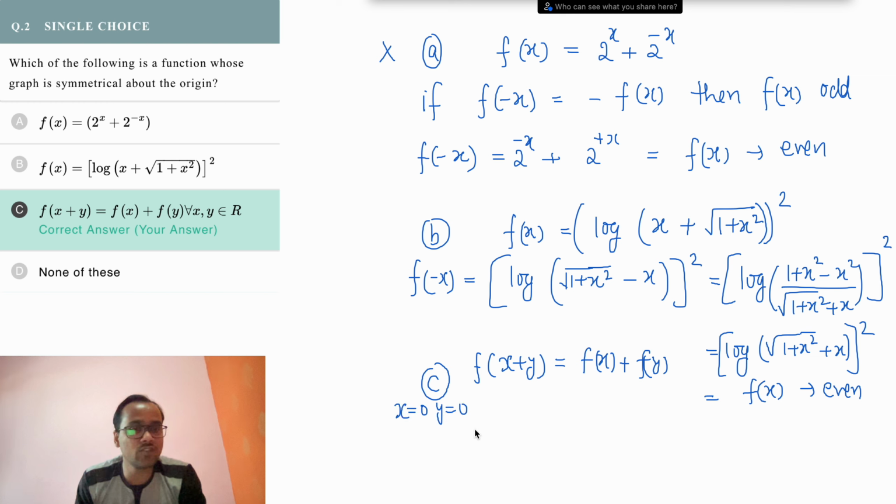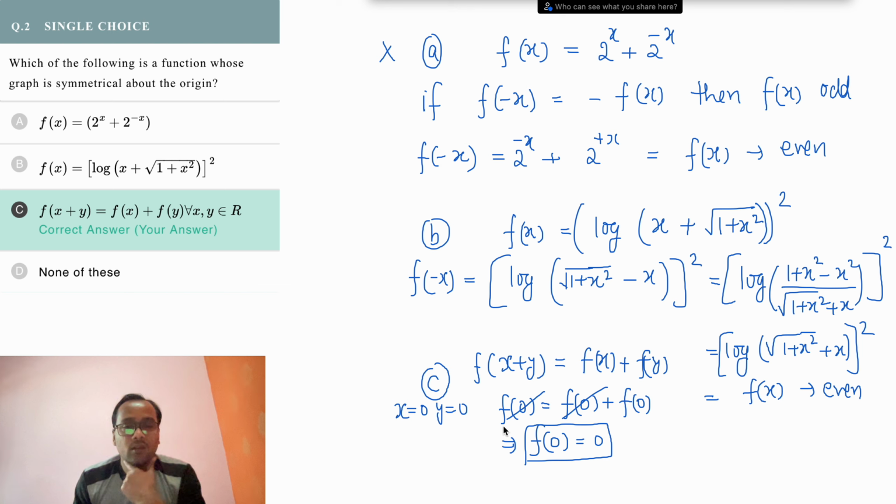So if you put x equal to 0, y equal to 0, you would be getting f of 0 is equal to f of 0 plus f of 0. So f0 will be cancelled. So from here we will be getting f0 is equal to 0.